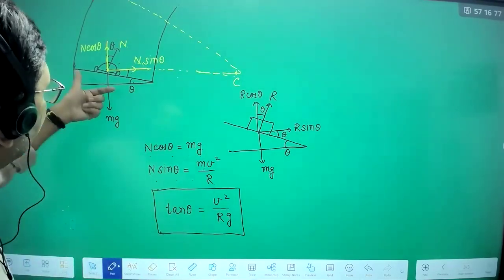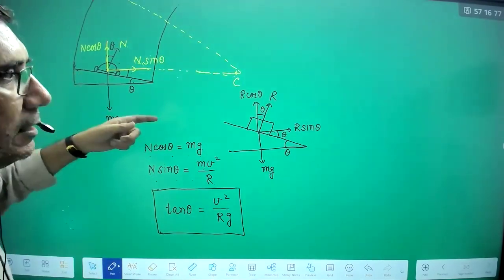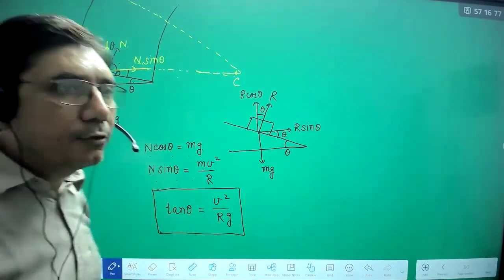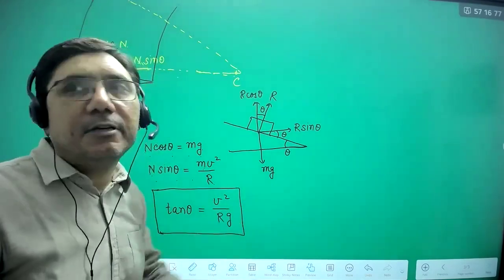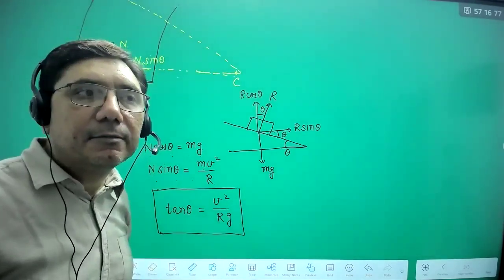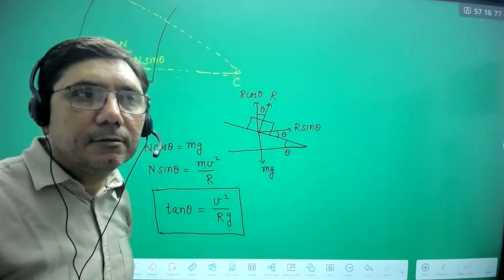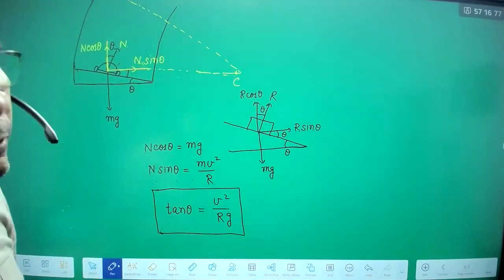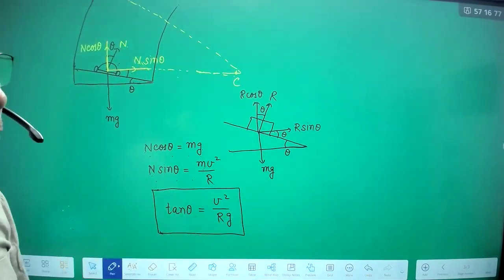Sir, so basically by banking of the road, you are creating a new artificial source for the centripetal force. Yes, beta. This is the equation for banking of roads.